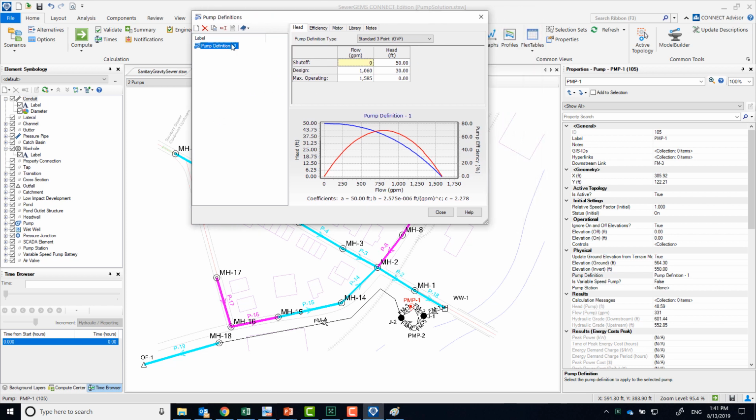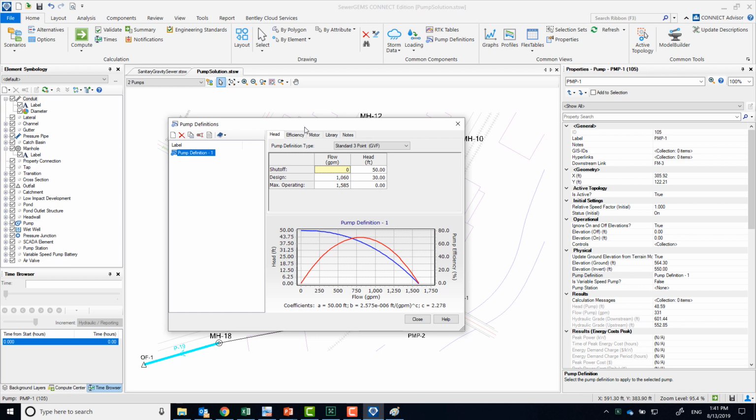So we have the same pump curve for pump 1 and pump 2. And the design point, so the most efficient point, is 800 gallons per minute, as we have the best efficiency point here. But the design point is for this pump to deliver 1,060 gallons per minute and at a head of 30 feet.